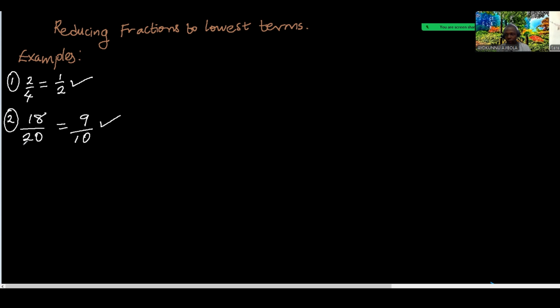Okay, let's look at another example. Example 3. Let's say we have something like 3/30. We can't use 2, because 2 cannot divide 3 evenly. So we can use 3 because 3 can divide both of them. Is that clear? How many 3 is in 3? That's 1. And how many 3 is in 30? That's 10. Then the answer is 1/10. Do you understand that?